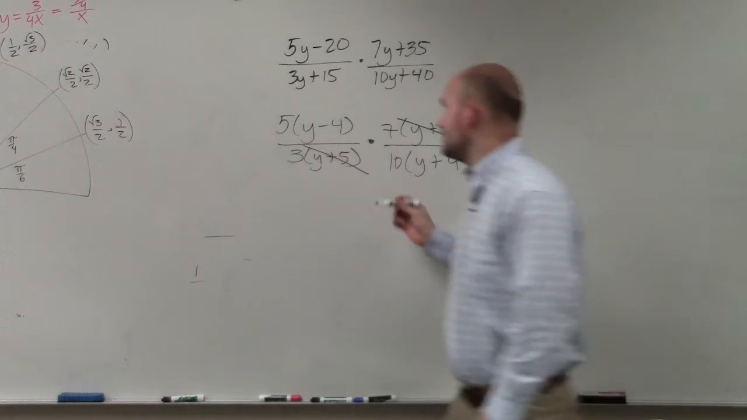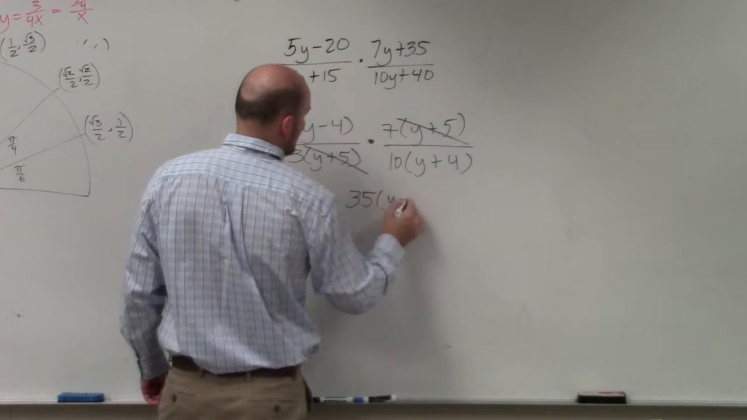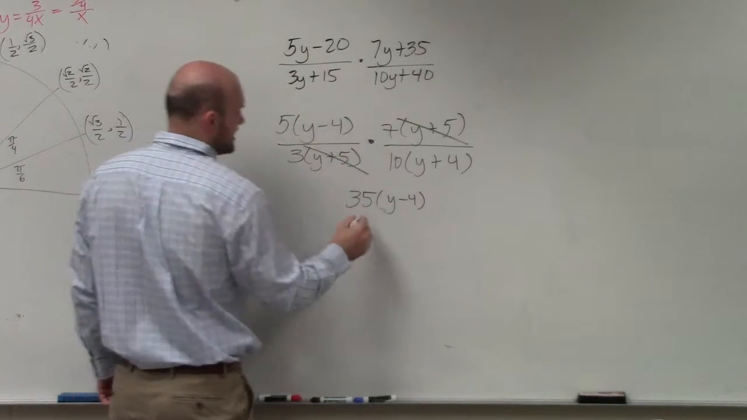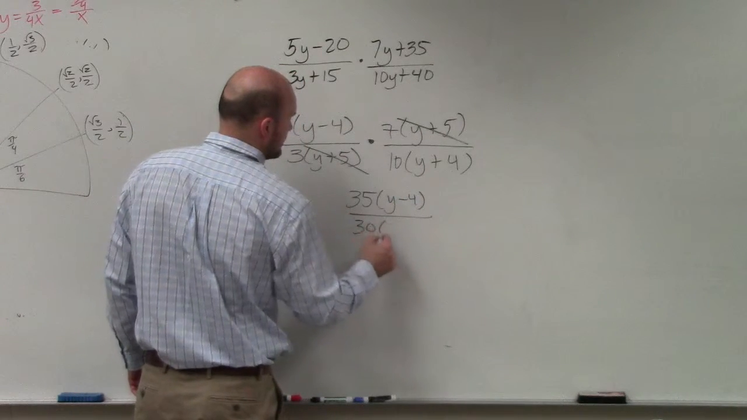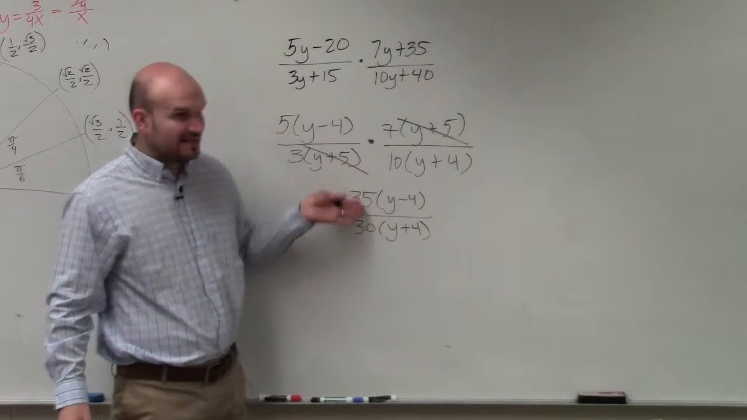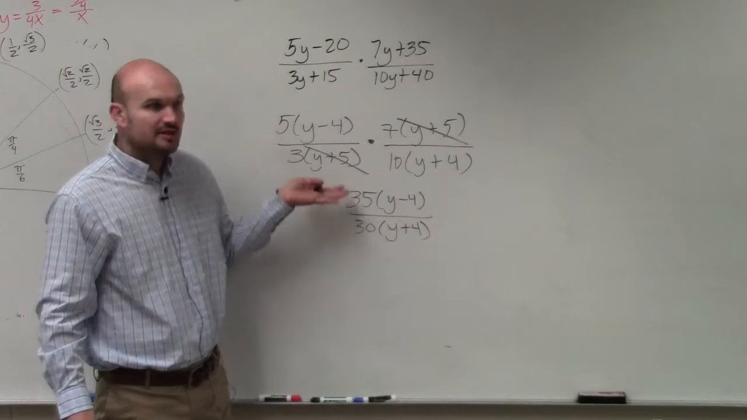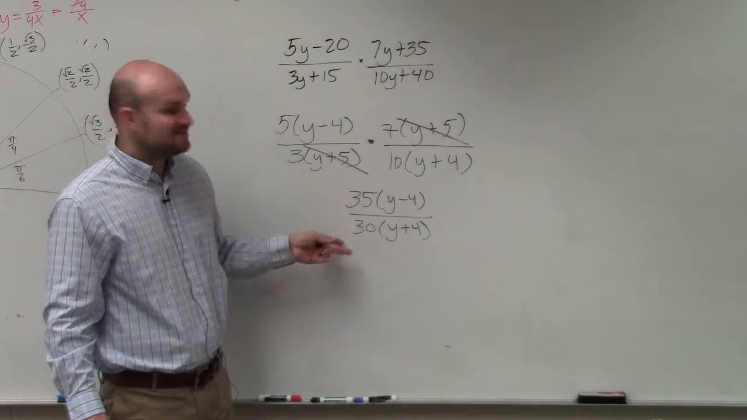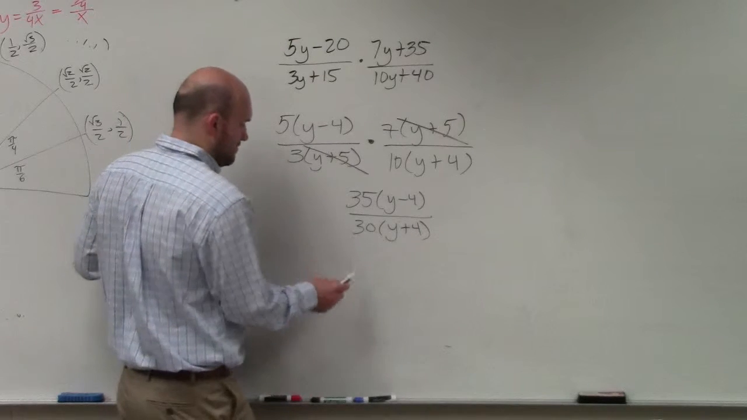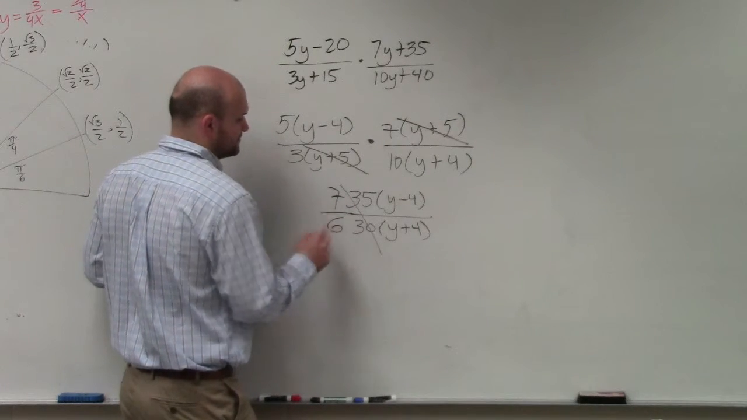However, I can multiply my numbers, my coefficients here. So I obtain 35 times y minus 4. 3 times 10 is going to be 30 times y plus 4. And then obviously, ladies and gentlemen, I can simplify this, 35 over 30. You could say 5 goes into 35 7 times, 5 goes into 30 6 times. So this can be reduced to 7 over 6.